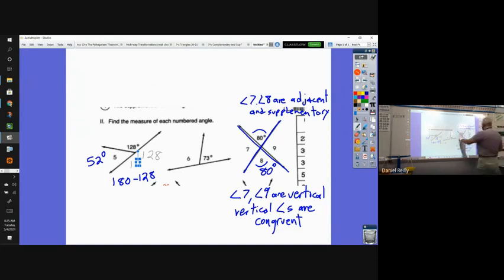And then what's the measure of angle 7? This is supplementary with angle 8, right? So how do I get this measurement? How do I get the measure of this angle right here? It's supplementary with this angle that's 80 degrees. What do I know about two angles that are supplementary? What do they add up to? 180 degrees. So what is the measure of angle 7?